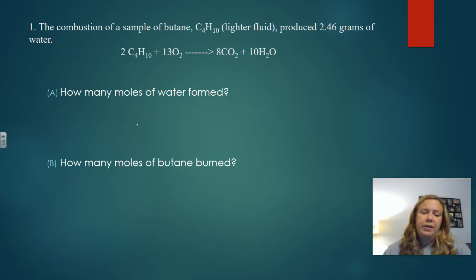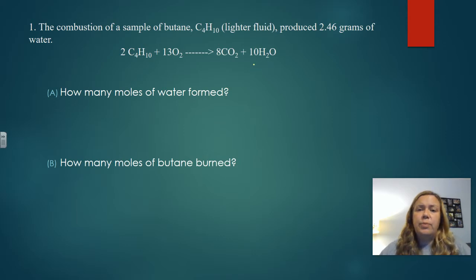Number one is broken down into 5 different parts, and the point is to help you think through the problem. So I want you to look at this, the combustion of a sample of butane. Butane is C4H10 right here. We're combusting it with oxygen, and our products are going to be CO2 and water, just like any combustion reaction that we've been working with.